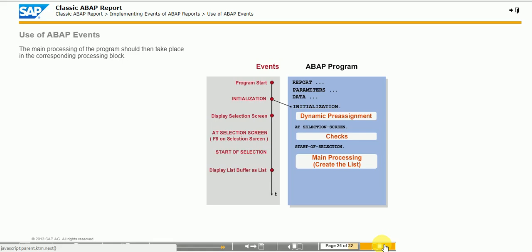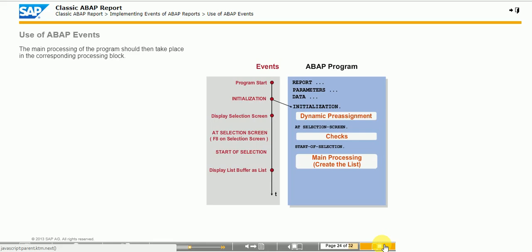You have the option of specifying a default value for the respective input field in the parameters definition by means of the default addition. However, you can use the value assignment described in the initialization block to assign another default value or dynamic pre-population of the selection screen dynamically, that is, with reference to the situation.